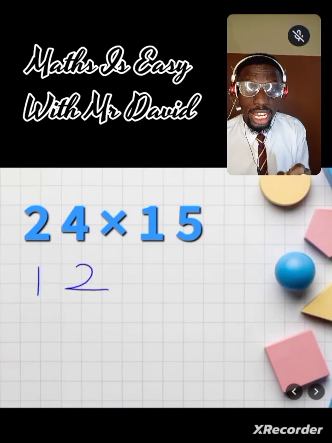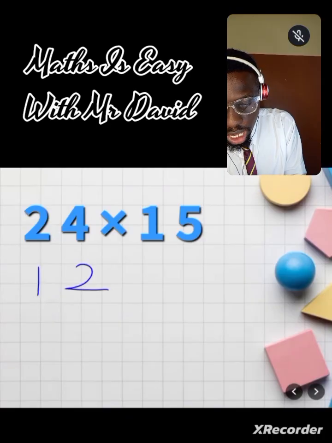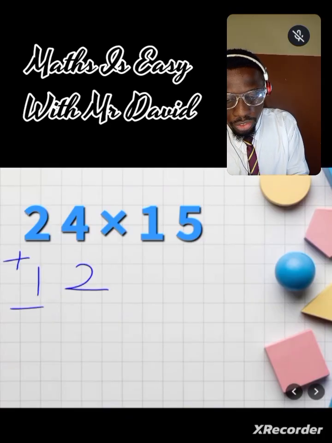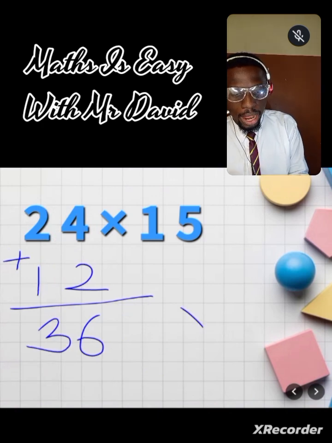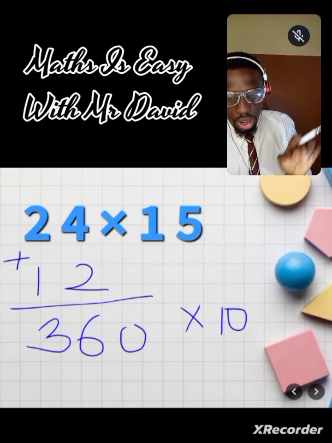So what we do next is quickly add the two of them together. 4 plus 2 is what? 6. Then 2 plus 1 is 3. So we multiply this by 10, and it's the same thing as adding 0 at the back. So this will simply give me what?